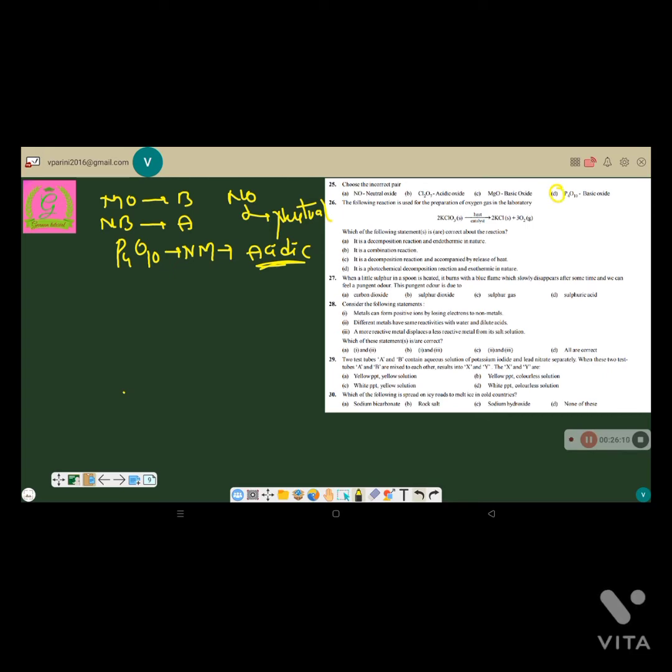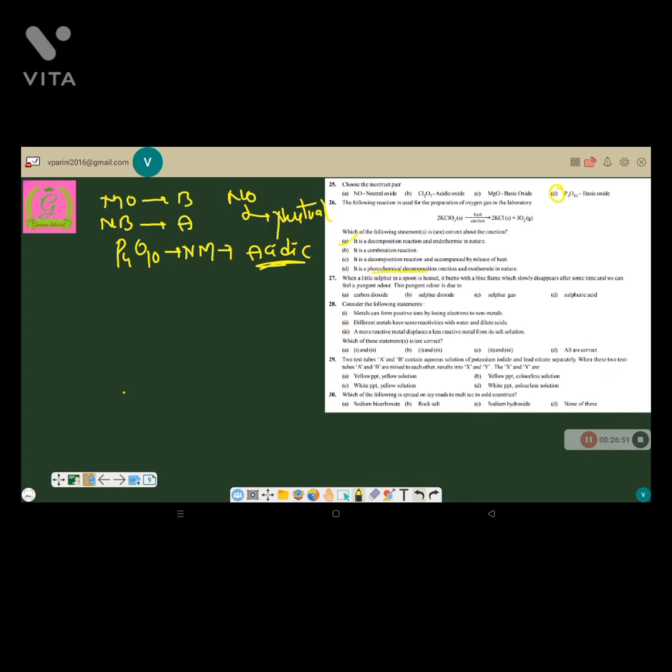The following reaction is used for the preparation of oxygen gas in the laboratory. They give the reaction: 2KClO3 gives rise to 2KCl plus 3O2 on heating with a catalyst. Which of the following statements are correct about the reaction? It is a decomposition reaction and endothermic. Correct, because one compound KClO3 dissociates into two components. So it is a combination reaction. Wrong. It is a decomposition reaction and accompanied by releasing of heat. No, it is accompanied by absorbing of heat. So it is a photochemical decomposition. This is wrong. So option A is correct.